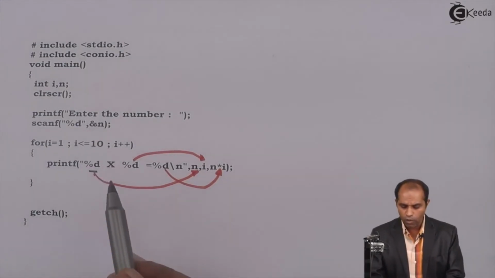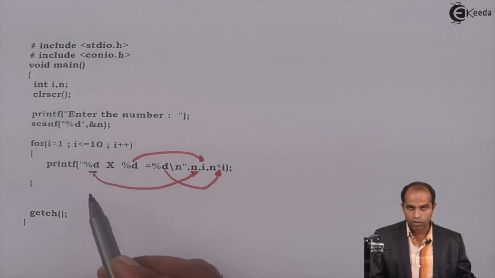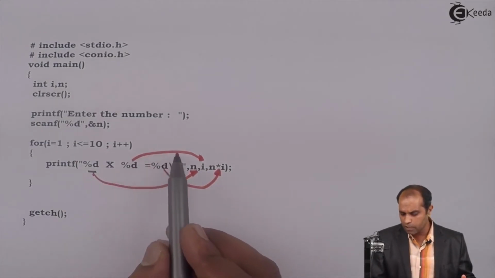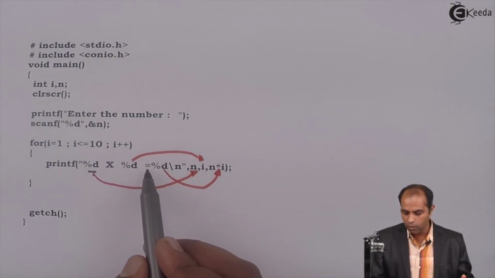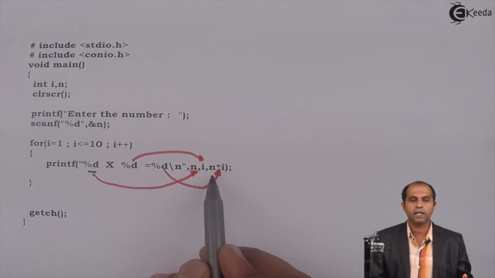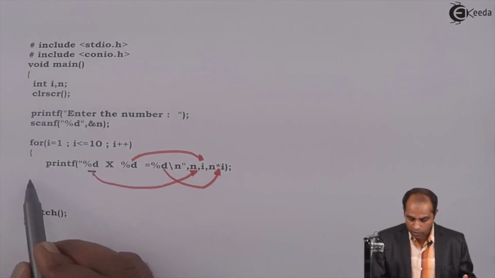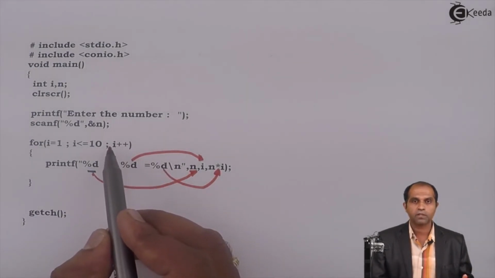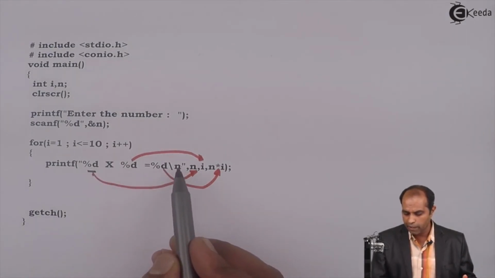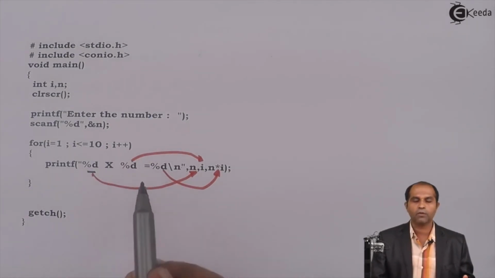Suppose n is 4. At first it prints 4. After that it prints a cross, which is nothing but capital X. So I'll print capital X. And then this percentage d prints 1 when I is 1. This percentage d prints the result of the expression n asterisk I. So 4 asterisk 1 is 4. After slash n, we'll get the cursor to the next line. This curly bracket will take you back to I plus plus. So now I will become 2. So 4 cross 2 equals 8. Slash n will get the cursor to the next line. Go back, I becomes 3. 4 cross 3 equals 12.